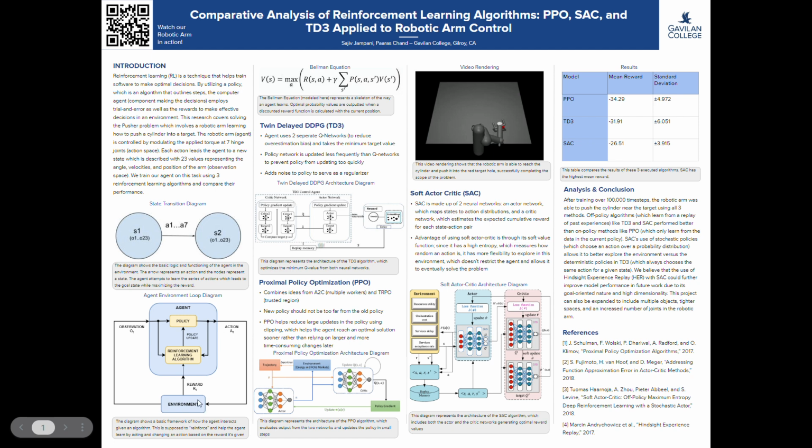the rewards. This research will cover the pusher problem, which involves a robotic arm, which is our agent, learning how to push a cylinder into a target. On its own, it is not able to do so because the robotic arm is very lost, so it just randomly moves around in its action space. However, with reinforcement learning and this basic framework, we are able to do so and help it to learn.